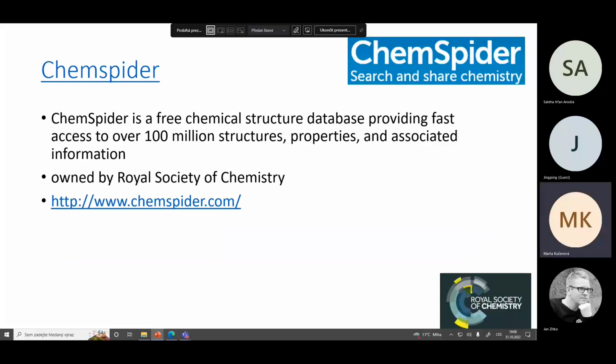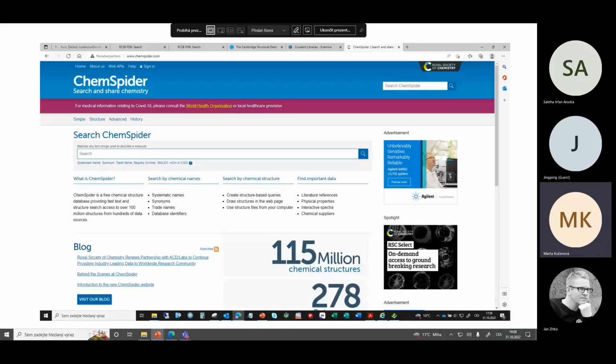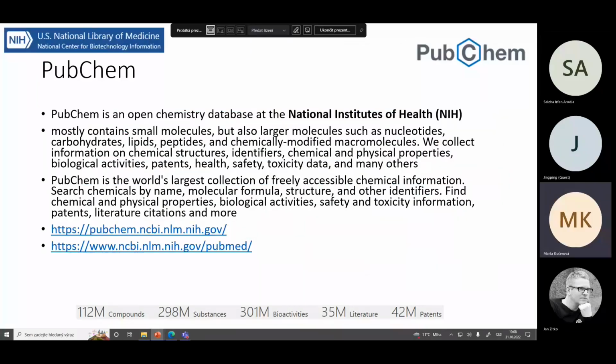ChemSpider is another database of chemical structures, with real structures provided by the Royal Society of Chemistry. So I suppose that you would find there also drugs, but also other organic compounds and their properties. The website looks quite simple, so you type and you will get some data for your molecule.